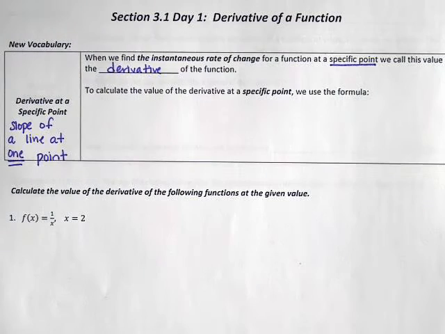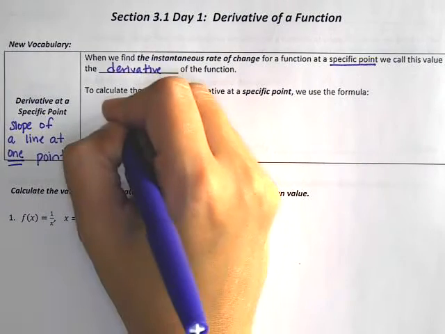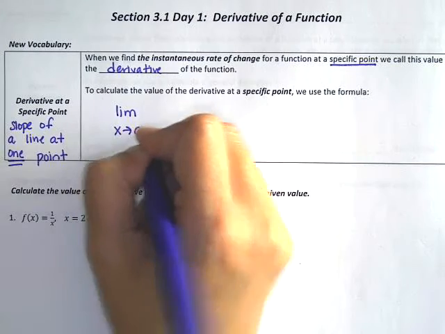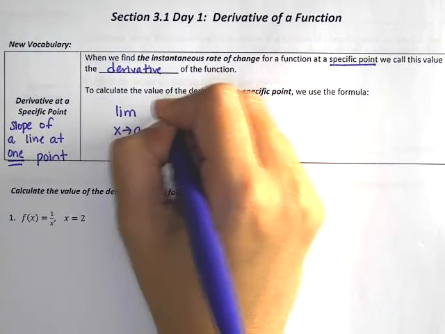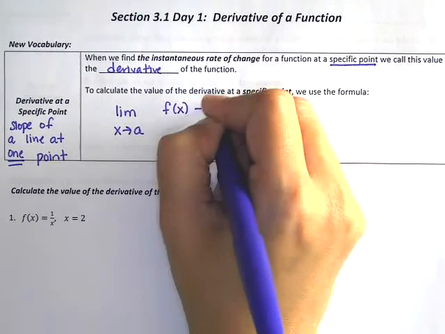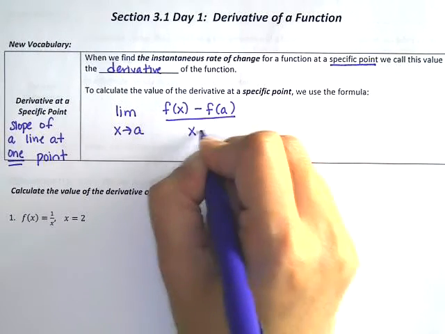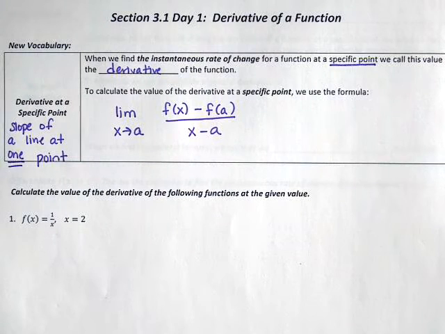To calculate the value of a derivative, this is the formula that we use. We find the limit as x approaches a of f of x minus f of a all over x minus a. So to calculate a derivative, we're going to need to remember everything that we learned about calculating a limit.